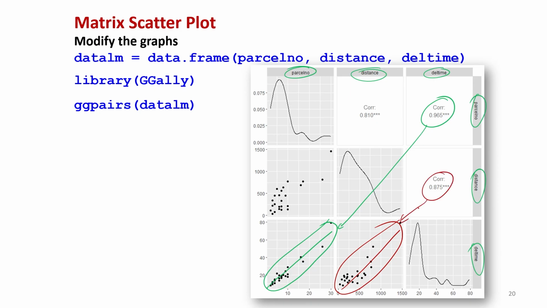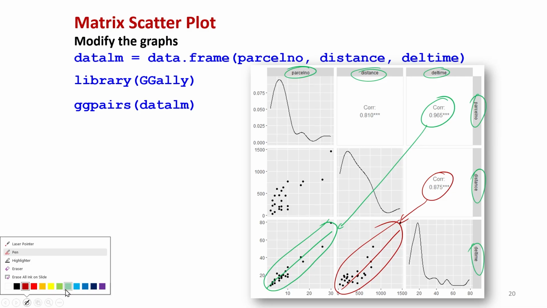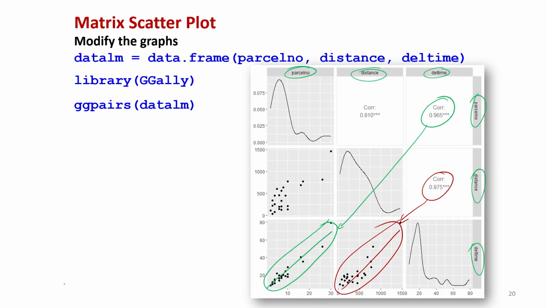So, I can see here there is a strong correlation between y and x1 and y and x2. So, I have more confidence that the joint relationship of x1 and x2 with respect to y will hopefully be linear. And this graphic has been created by this command: first I create a data frame using the command data.frame for parcel number, distance and del time, and I store it into data LM, and then I use the library ggally and ggpairs on this data LM. So, I get this one.